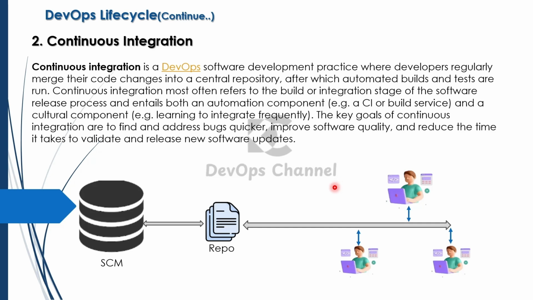If there are any conflicts in there, they will talk to each other and resolve it, and they will merge that particular feature to the central repository. Okay, so that's how continuous integration works. We will learn about these tools also in the later section. So that's it for continuous integration, CI.